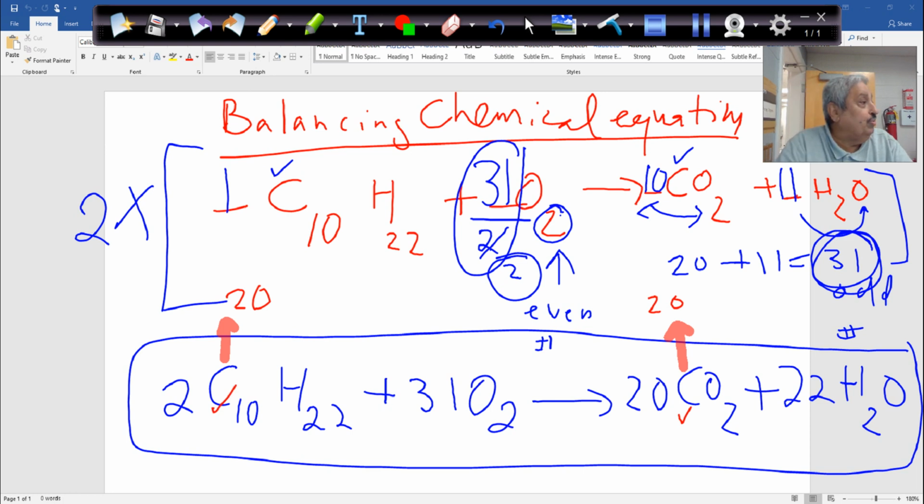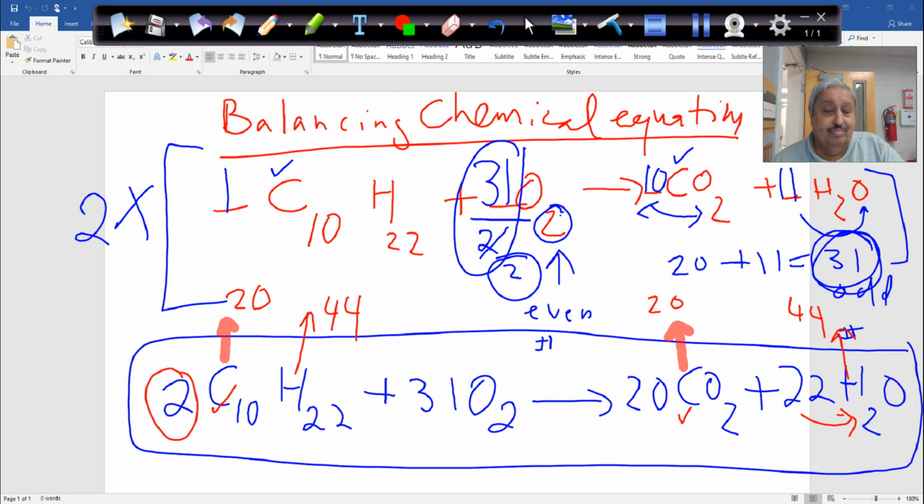Hydrogen is how much? 44. 22 multiplied by 2. This 2 here, you have to multiply all those together. So hydrogen is 44. Hydrogen here is what? 44, correct? 22 multiplied by 2. Everybody following? So hydrogen is good.